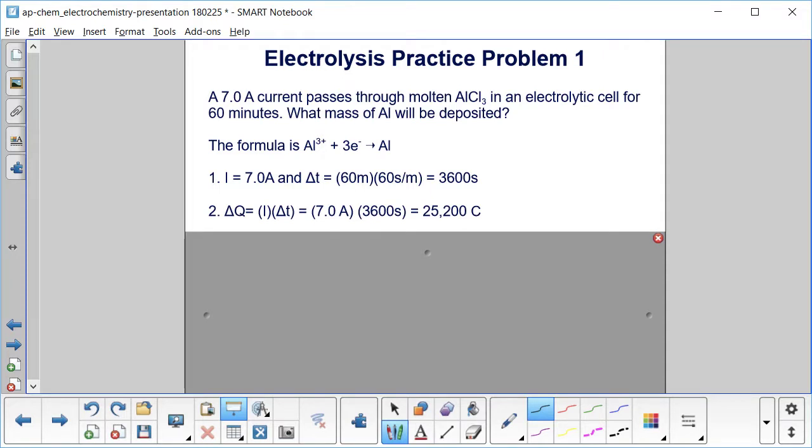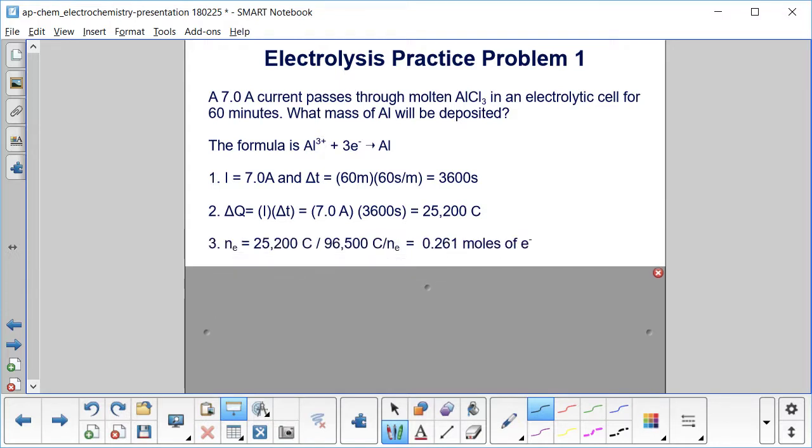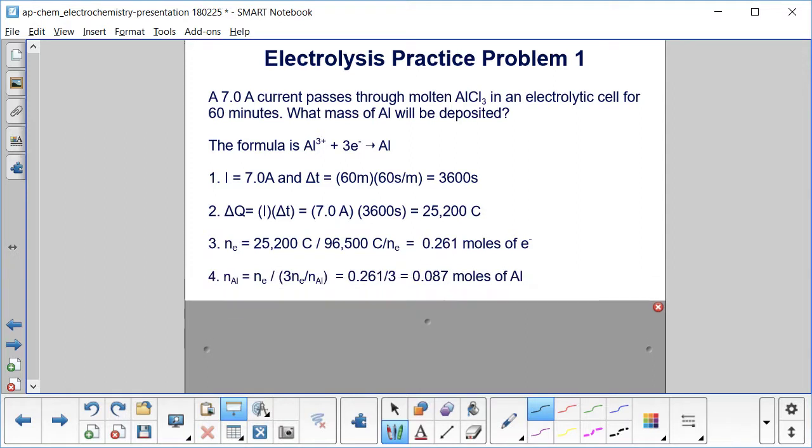Q is 25,200 coulombs. Once we know the charge, we can find the number of moles of electrons using the Faraday constant. So 25,200 coulombs divided by 96,500 coulombs per mole of electron is 0.261 moles of electrons.